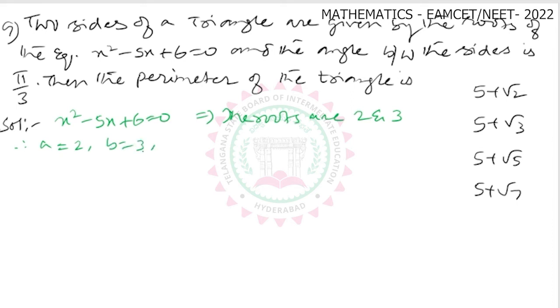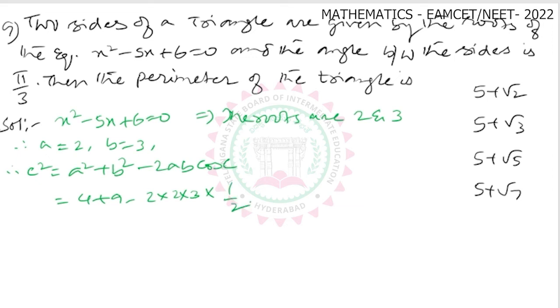And he has given the angle between them is pi by 3. So therefore, c square is equal to a square plus b square minus 2ab cos C. If I substitute the values here, 4 plus 9 minus 2 into 2 into 3 into cos C. That is cos pi by 3. Pi by 3 is nothing but 60. Cos 60 is equal to 1 by 2. So 1 by 2 means these two and these two cancel. 9 plus 4, 13 minus 6 is equal to 7. So it means that c is equal to root 7.